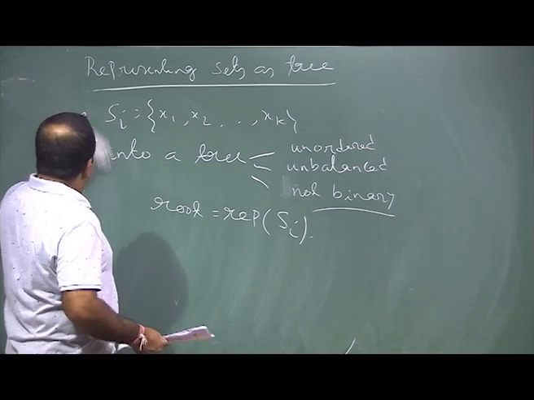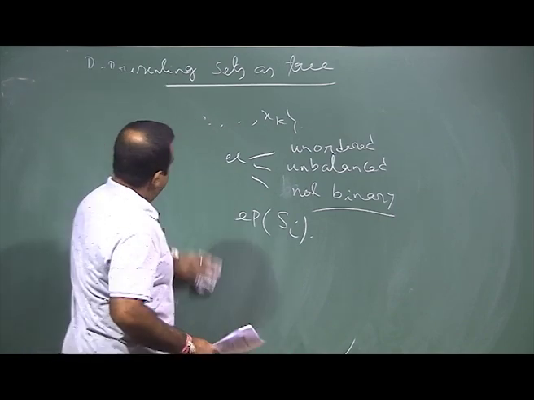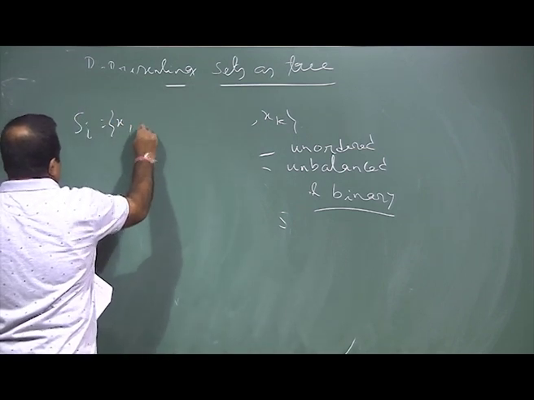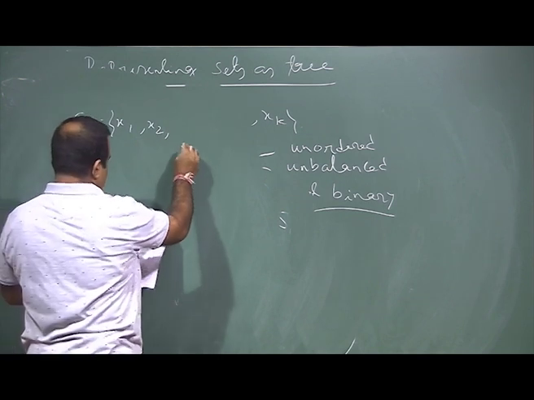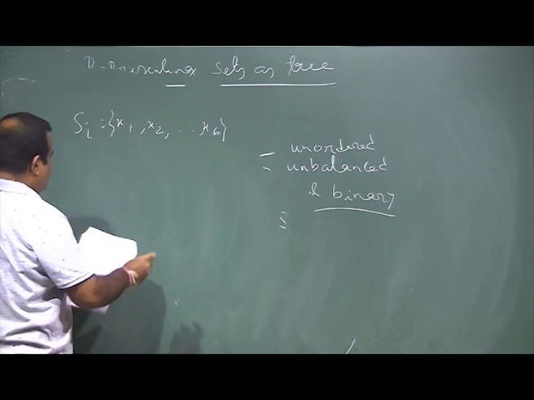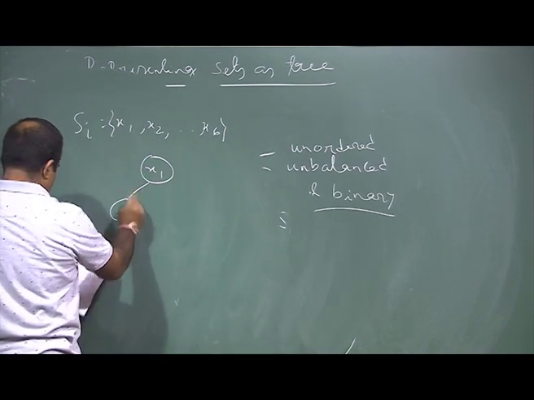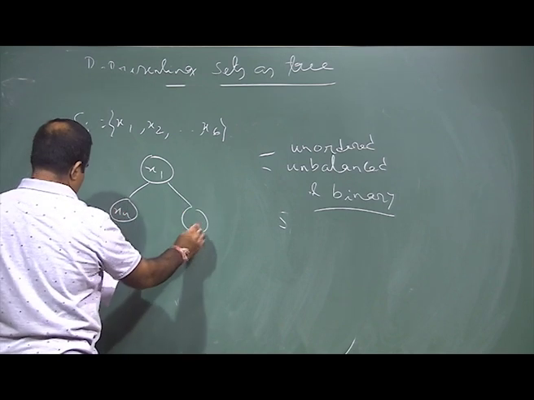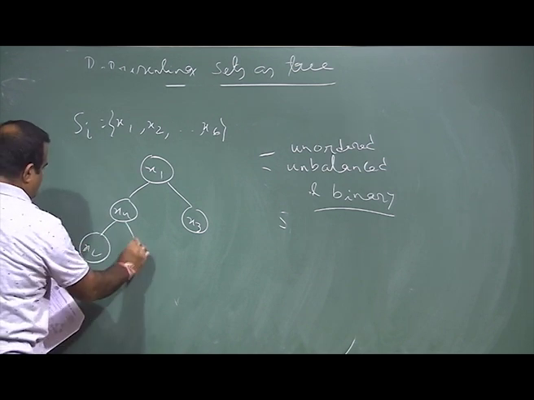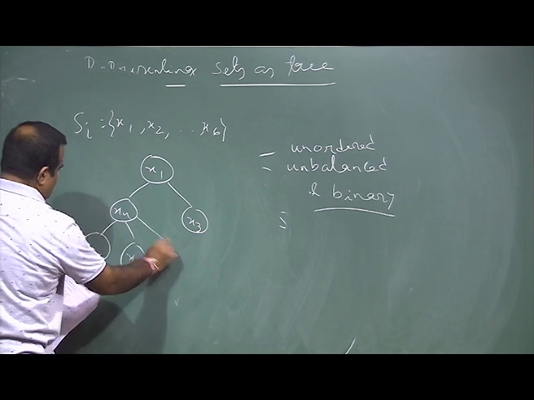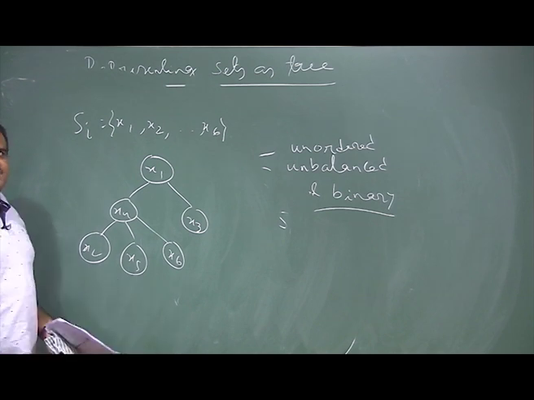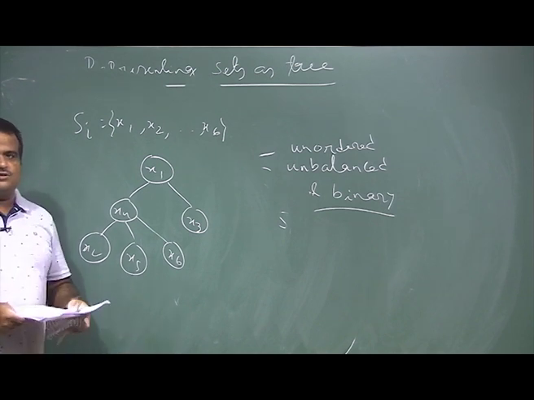Okay, so let us take an example. Suppose we have a set x1, x2, ..., x6. Let us draw a tree with x1, x4, x3, x2, x5, x6. This is not a binary tree, and this is not a balanced tree also. We do not care about that.